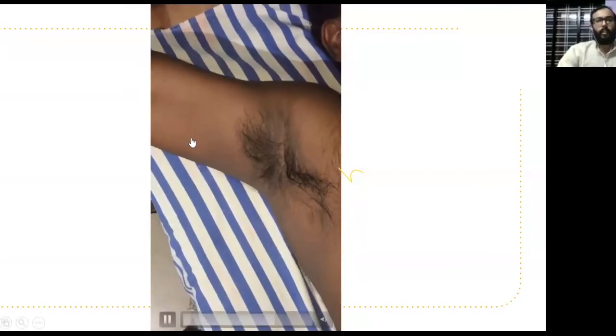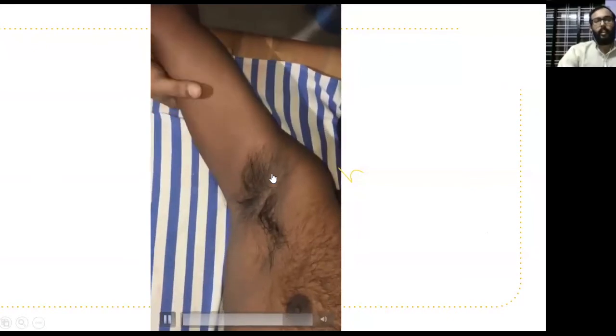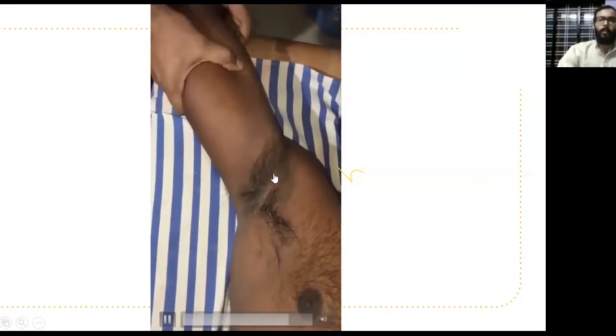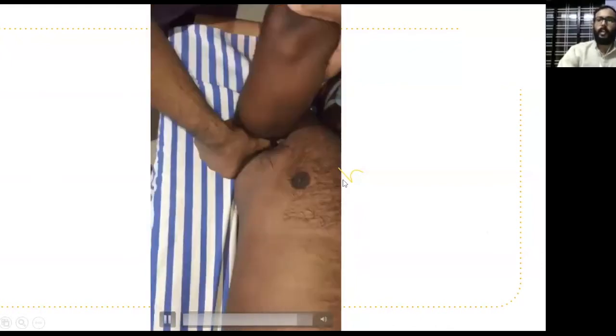Here you can see traction along the line of the humerus, and then external rotation itself gives the reduction simply. You can see this. Hope you understood the reduction method. Then, using the thumb, support the axilla, and then adduction and medial rotation is done.